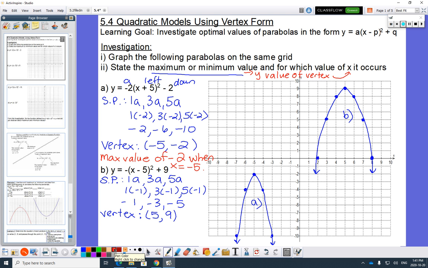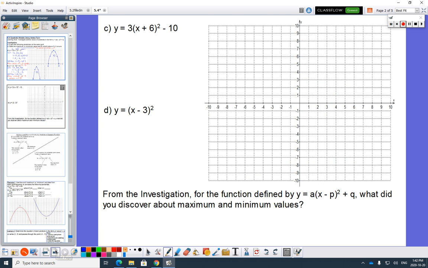So again, we have a maximum. So the maximum value is 9 when x is positive 5. Okay, so now we'll do some up ones. So now we're going to have minimums.